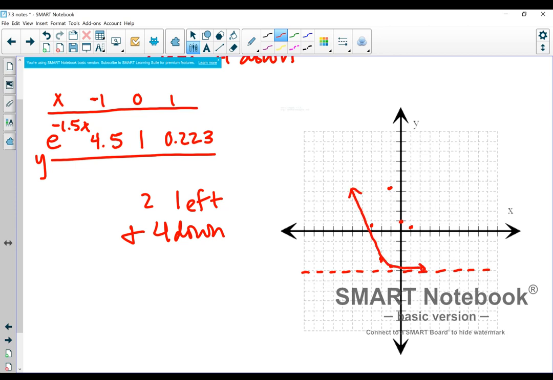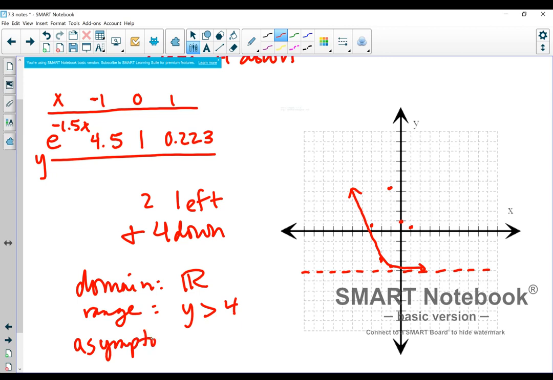Got a couple problems left here. Let's see. Oh, and we should do our domain and range again. So our domain again here is going to still be all real numbers. The range is a little bit different, so I think this is a good one to do. My range is now everything above 4. Remember, I shifted that asymptote, so y is greater than 4. And my asymptote is now y equal to 4.